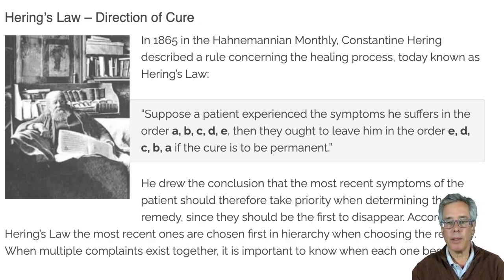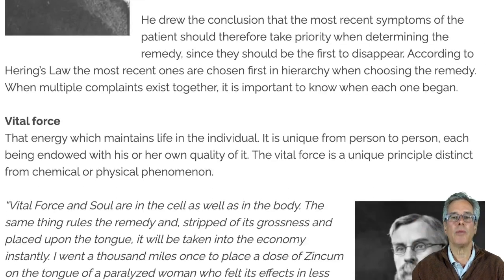Suppose a patient experienced the symptoms he suffers in the order A, B, C, D, E. Then they ought to leave him in the order E, D, C, B, A, if the cure is to be permanent. Whereas if we just treat the A symptom and the B symptom and don't get at the E, D, and C symptoms, we're not curing that person of their illness. So he drew the conclusion that the most recent symptoms of the patient should thereby take priority when determining the choice of homeopathic remedy, since they should be the first to disappear.